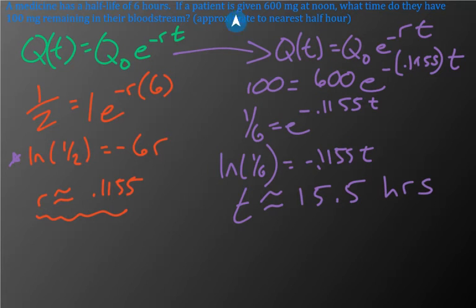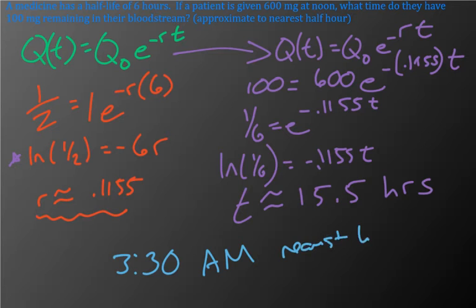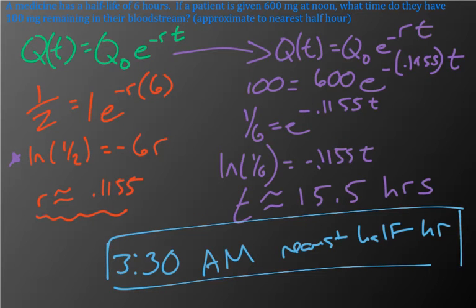And so the question is basically, when do you go back into the room to re-up their medicine, let's say? Then you know that 15 and a half hours after noon, it's going to be down to 100 milligrams, and maybe that's the nearest time that you need to go in there. So 12 hours from there would be midnight, and then you go 3.5 more hours. So you're at 3:30 a.m. So 3:30 a.m. is basically the nearest half hour. That would be when you have 100 milligrams left.